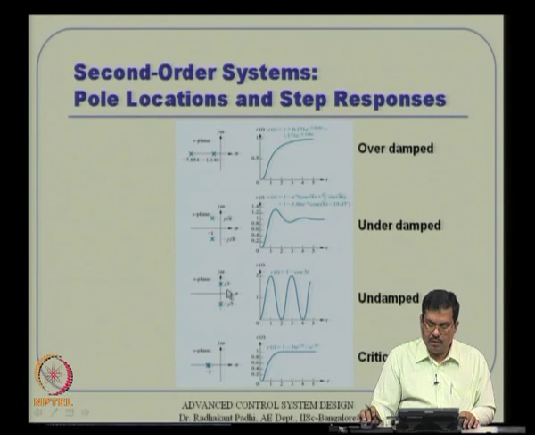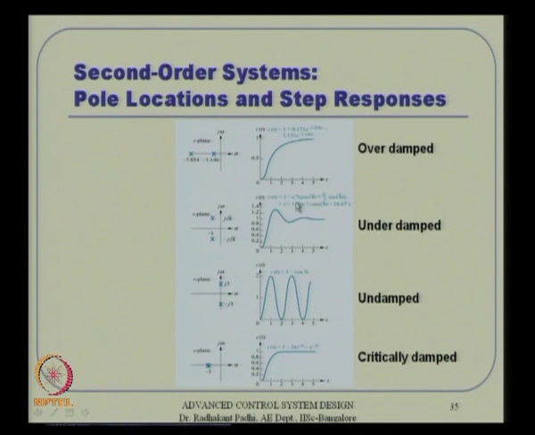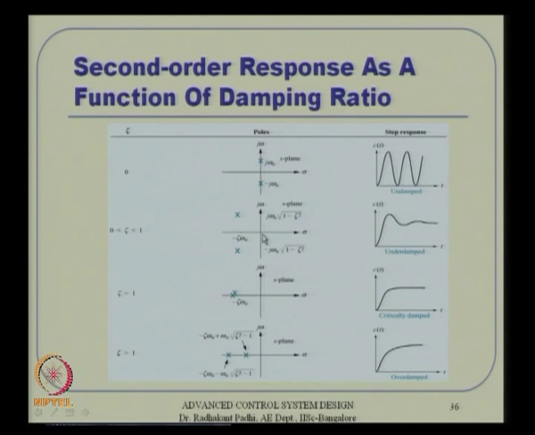If these two poles sit on the imaginary axis, there is no damping, zeta is 0, so it is an undamped system and the response will turn out like this. Then there is the critically damped case with double poles and things like that. So depending on where the poles occur, you can visualize the response characteristics that way.